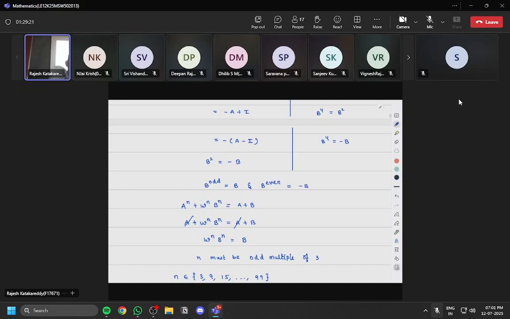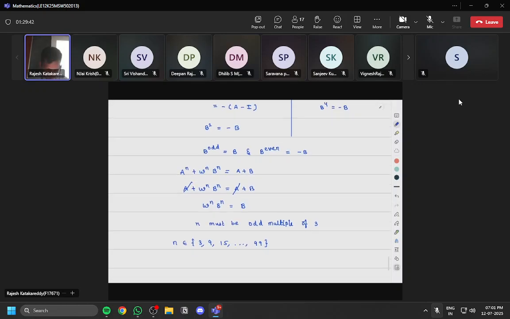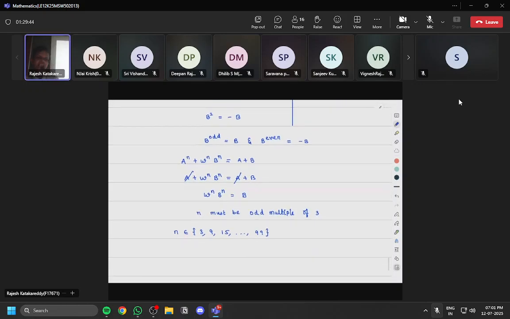That is conclusion 1. Second one is b to the power n, omega gone. Now, b to the power n is not always equal to b. B to the power n will be equal to b only if n is odd. If n is even, I have b to the power n as minus b. Clear? Understood? Any other doubts? So how many matrices are there like this? How many n values are there like this? Perfect. You can go for break.